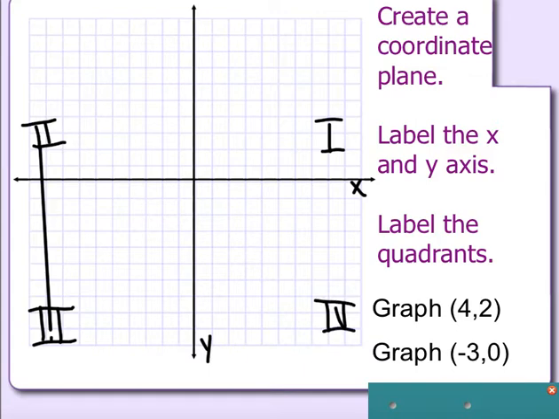If we are asked to graph (4, 2), remember that my x comes first and then my y. So I'm going to go 4 on the x-axis and up 2 on the y-axis. Or if we have (-3, 0), I have -3 for x and nothing for y.